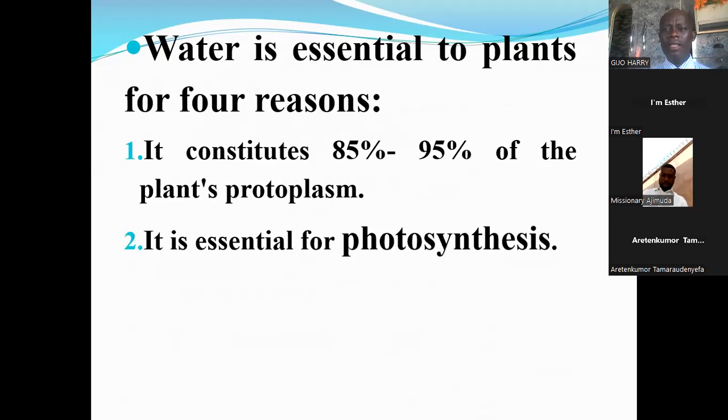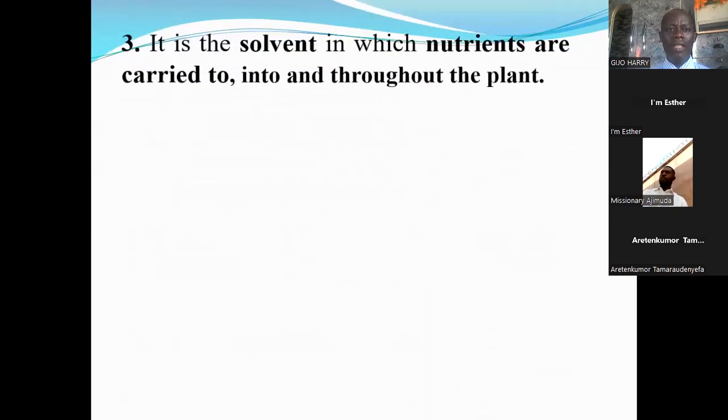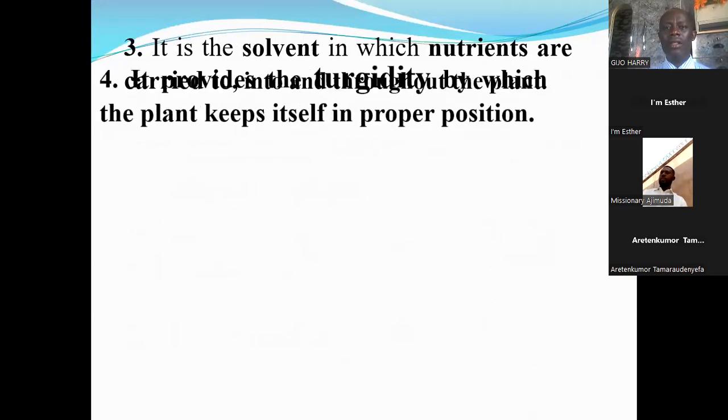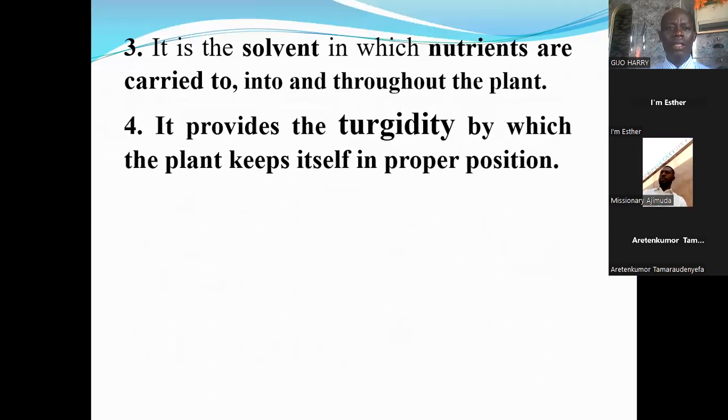One of them is that water makes up 85 to 95% of the plant's protoplasm. Then it is also essential for photosynthesis. Then we also established the fact that it is a solvent in which nutrients are carried into and throughout the plant, from the soil into the plant and throughout the plant.